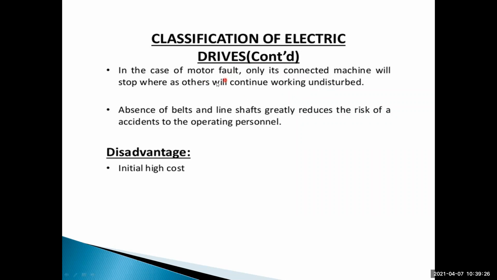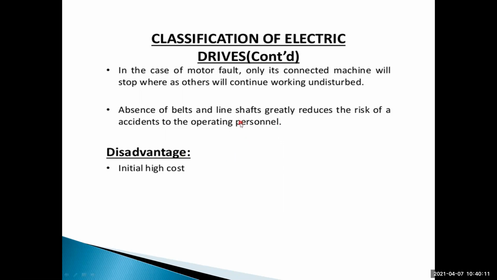The absence of belts and line shafts greatly reduces the risk of accidents to operating personnel. So this is one of the advantages of multi-motor drive. Every mechanism is controlled by an individual motor, so belts and line shafts are not required.